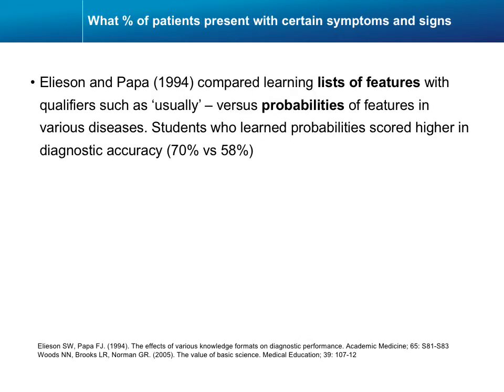Now, in one lovely study, Ellison and Papa taught students, they taught one group of students just lists of features. These are the symptoms of meningitis. And then they taught another group the probabilities of the features. So, for example, nearly everyone has headache and fever, 70% have nausea and vomiting, half have a symptom of photophobia or neck stiffness, and so on. And the students who learned the probabilities were better at diagnosis.